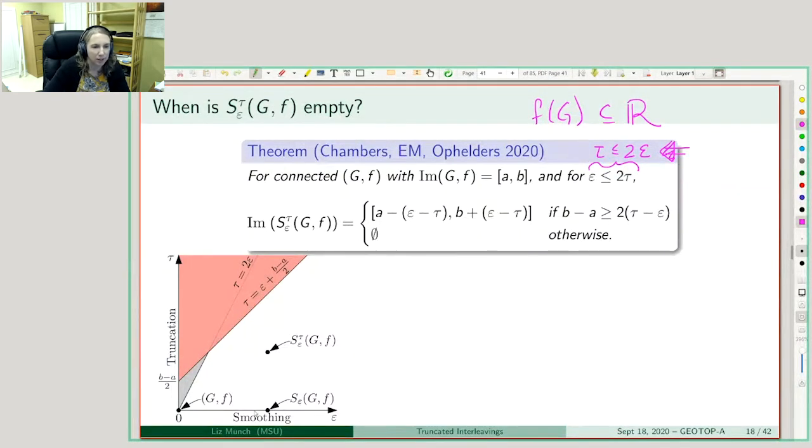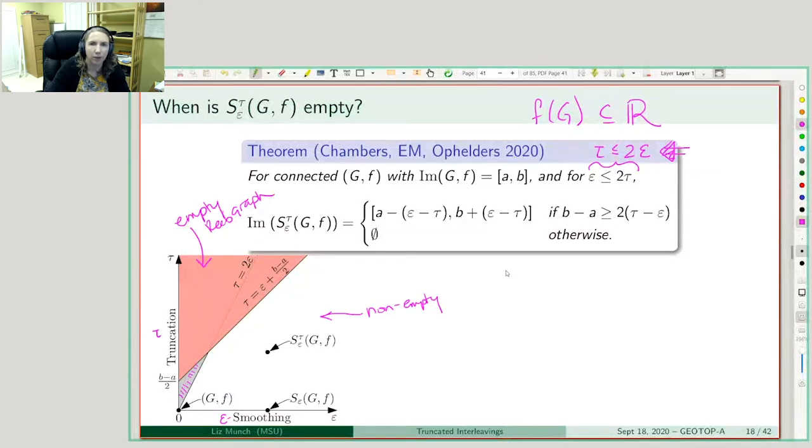So we can draw that in this parameter space diagram. I've got my epsilon parameter down here and my truncation tau parameter over here. As long as I'm up in this red region, a point in here is representing S epsilon tau of GF. If I'm up in this red region, I am definitely an empty Reeb graph. If I'm down here, I'm not. And there's a gray region that we just don't necessarily have a whole bunch of information about.